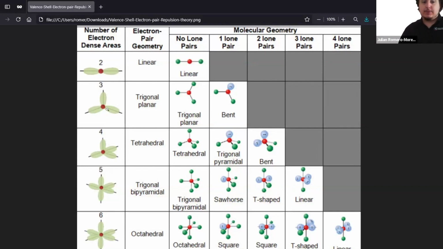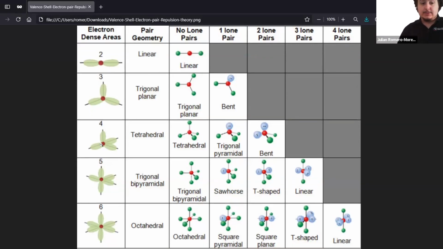The 3 would be trigonal planar. 4 would be tetrahedral. 5 would be trigonal bipyramidal, so you can think of 2 triangular pyramids on top of each other. And 6 would be octahedral. Now, that is the pure electron geometry.